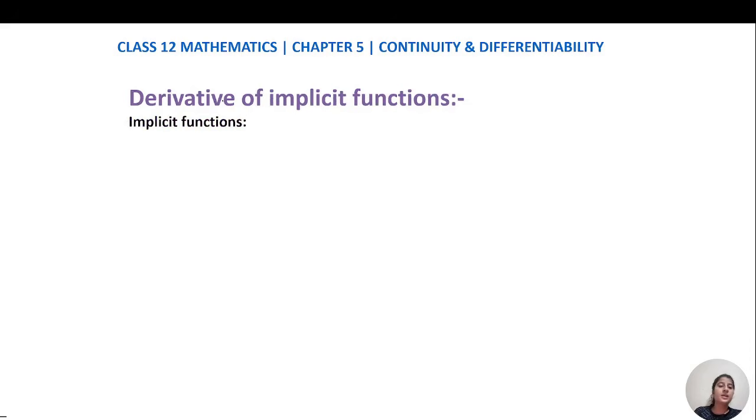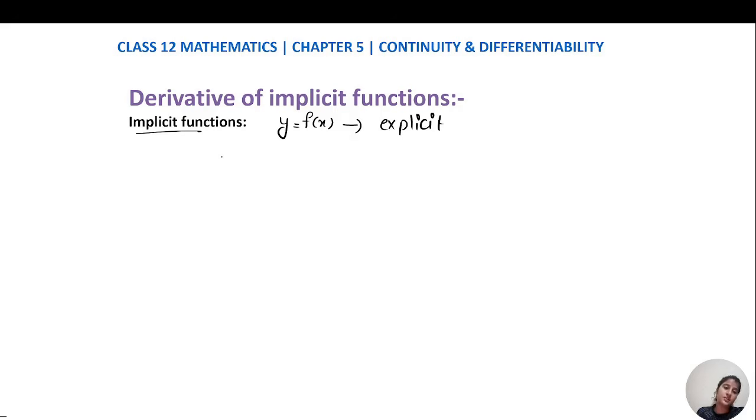The next topic is the derivative of an implicit function. For that, let's first learn what an implicit function is. If my function f of x, which we name y, is written completely in terms of x, then this function is called an explicit function. If my y is completely written in terms of x, then it is an explicit function.